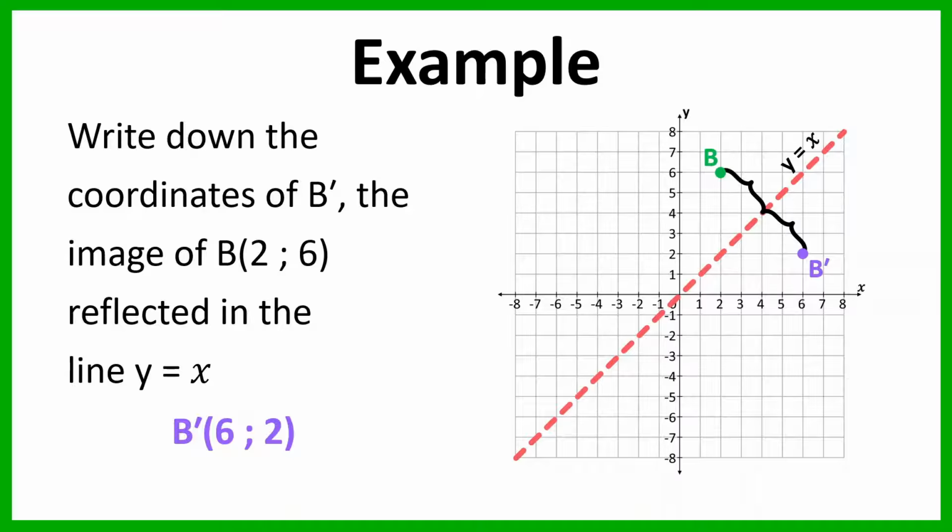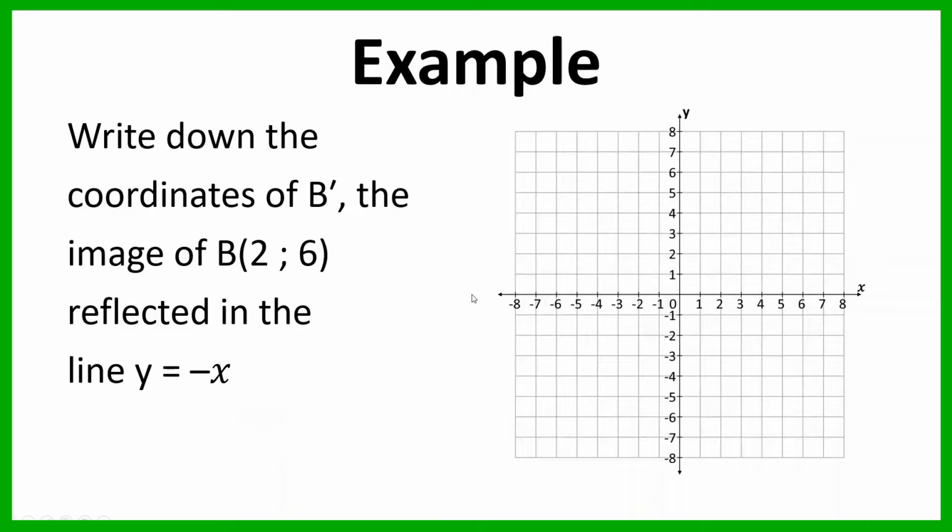Right, let's have a look at another example where we're working with the line y equals negative x. So this time we have the same point. It's still the point B, which is 2, 6. But now my line of reflection is going to be this line over here, the line y equals negative x. So remember, I'm going to find the shortest distance from the point to the line. So that's going to be this distance over here. That's 1, 2, 3, 4 diagonal blocks. So now I'm going to go the same distance on the other side over here. That's 1, 2, 3, 4, leaving me with this point over here.